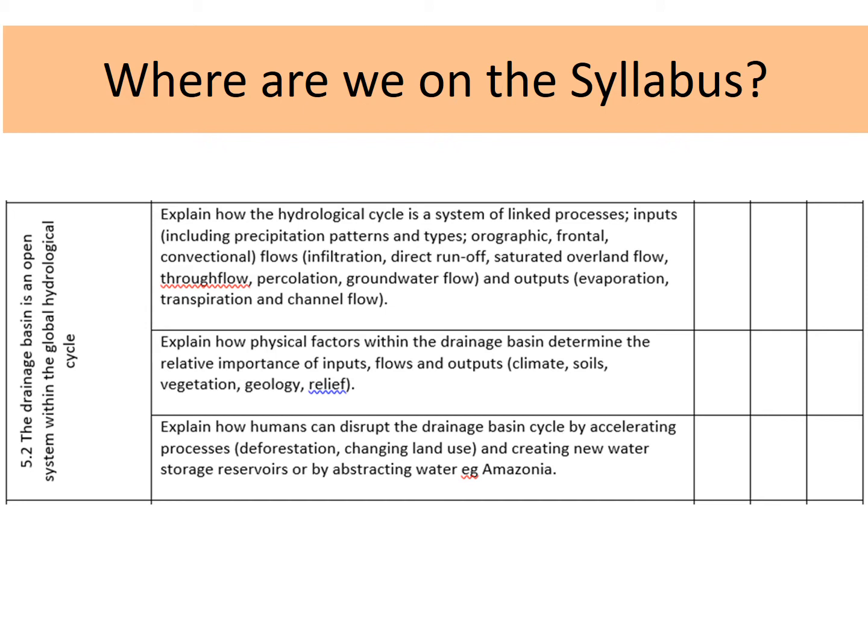So if you look at the sort of little sections, some of this you probably already know, but what we're going to really focus on is how the drainage basin has several processes, so inputs and outputs, explain how physical factors in the drainage basin change and how that makes the difference between the different processes, and then quite importantly how humans can disrupt the cycle and the systems.